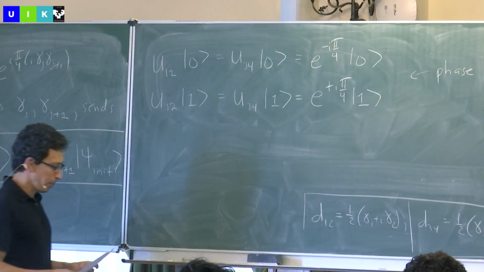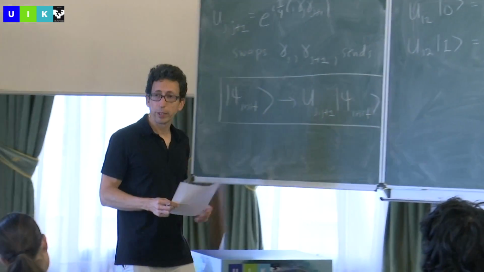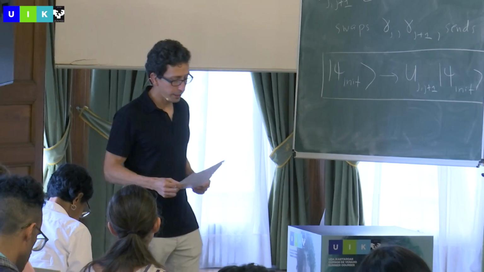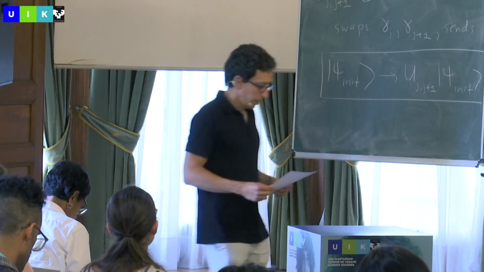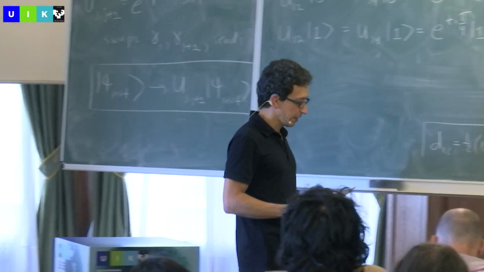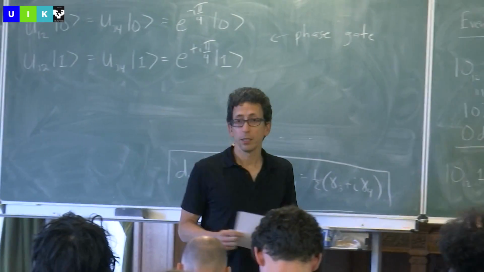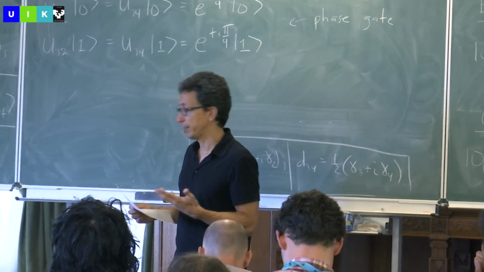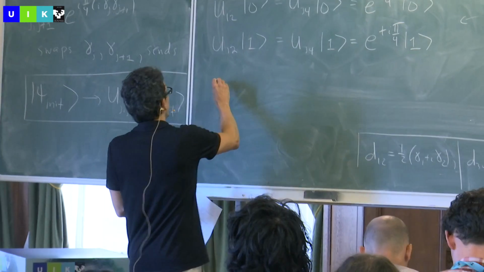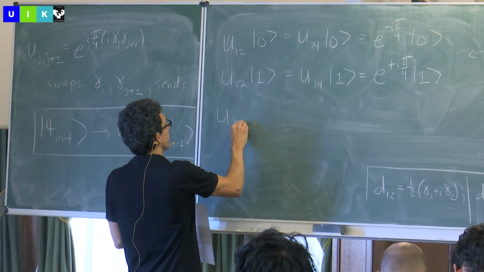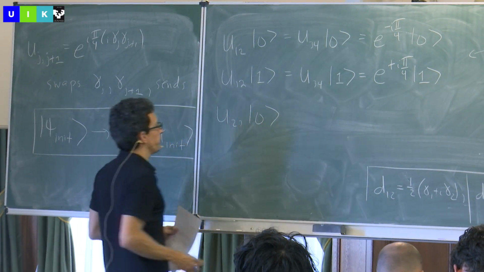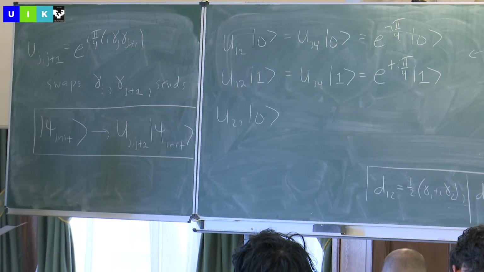All right. So maybe nothing too striking, but it is kind of interesting that we can at least get a phase gate from a swap. What's much more interesting in this context is what happens if we swap gamma 2 and gamma 3. Okay, so let's look at that one. Let's look at what happens when we act U23 on the 0 qubit state.